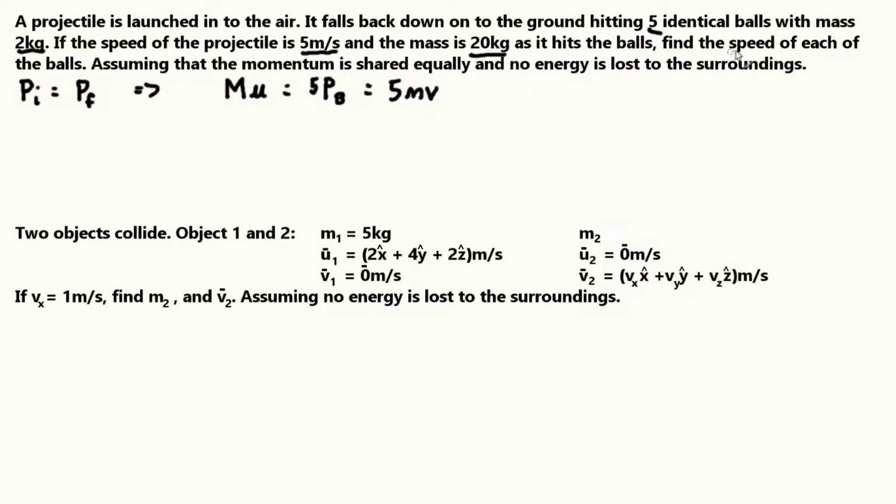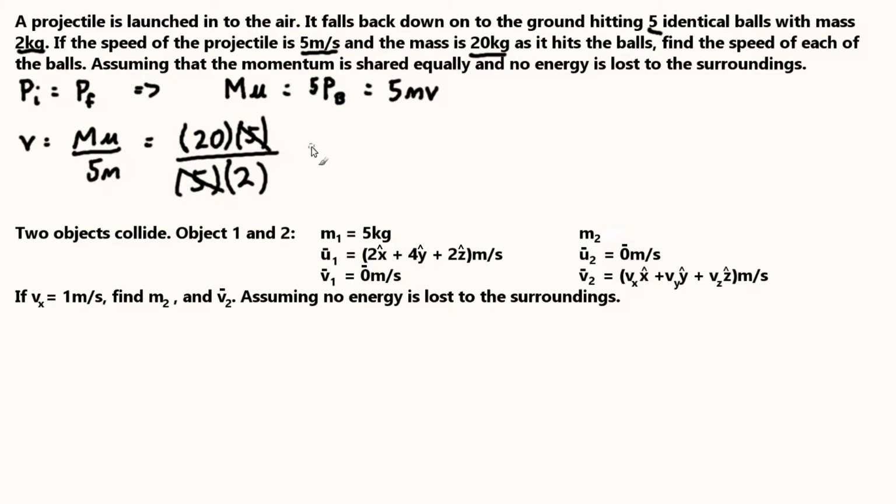Now we want to find the speed of each of the balls, meaning that we rearrange this equation for v, which will be Mu divided by 5m. Then we sub in our values of 20 kilograms, 5 meters per second, 5 multiplied by small m of 2 kilograms. We can cancel out the 5's, leaving us with 20 divided by 2, which is 10 meters per second, which is the speed of each of the balls.